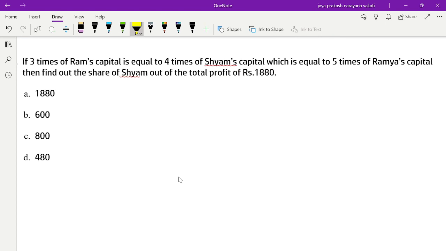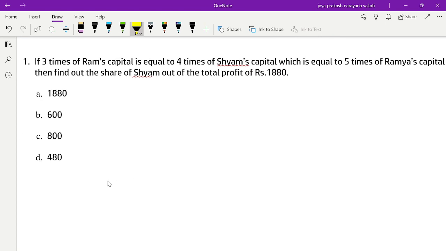So this is our first problem in this video. It is given that 3 times Ram's capital is equal to 4 times Sham's capital, which is equal to 5 times Ramya's capital. Then find the share of Sham out of the total profit of rupees 1,880. It's a simple problem, guys.